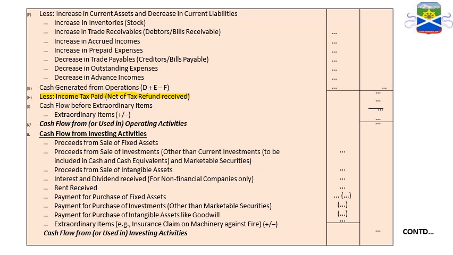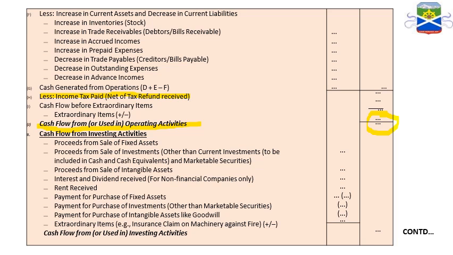Now the next part is cash flow from or used in operating activity. That part will be the answer. Now, flow and used: if your answer comes positive, then it will be flow. If the answer comes negative, the word used will be applied. If it is positive, we'll write cash flow from operating activity. If there is minus, then we'll write cash used in operating activity.